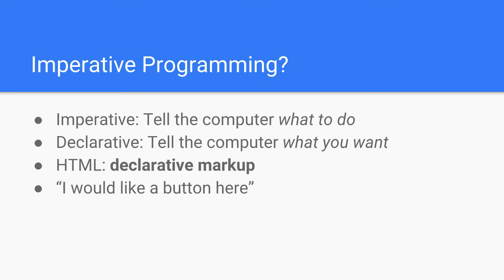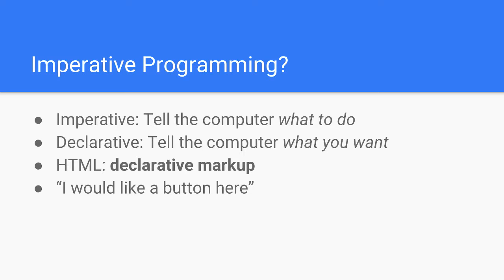When you're telling the computer what to do, you're giving it a sequence of things to execute, and those get translated all the way down to the lower level. When you're telling the computer what you want, you're describing the end result of all of that. You're saying, do whatever you have to do, but now I want to see a list here or a button here or whatever. So HTML is declarative and it's markup.